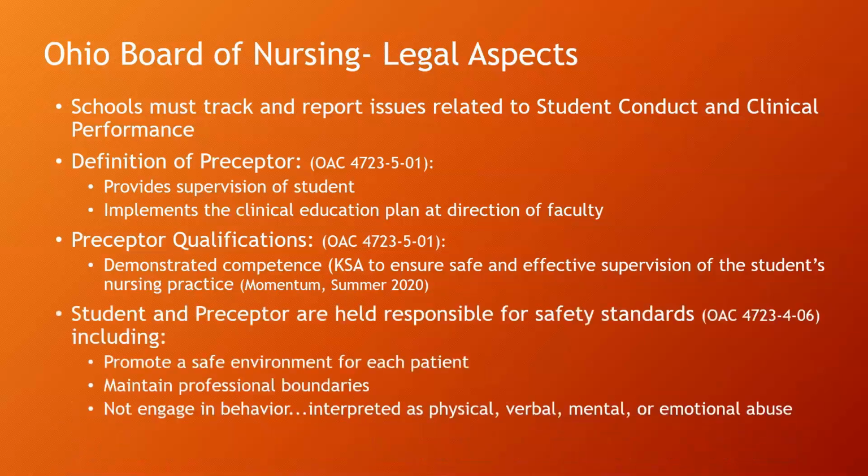And then both the student and the preceptor are held responsible for maintaining the safety standards that are written in the rules. And those include promoting a safe environment for each patient, maintaining professional boundaries, and not engaging in behavior that could be interpreted as physical, verbal, mental, or emotional abuse. So those are just kind of the framework that I wanted to make sure that you understood as we go into some of the communications and how you're actually going to manage this unsafe or unprofessional behavior.